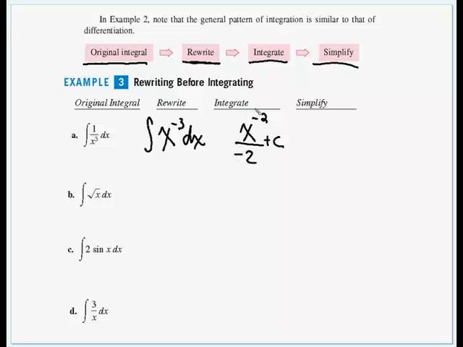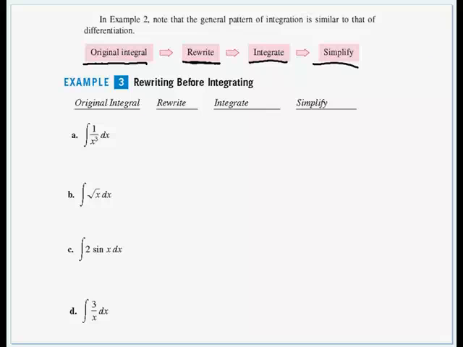And now let's get rid of that negative exponent. And there is a 1 in front of that x to the negative 2 power. The 1 is going to stay put. We still have our 2 in the denominator, and the negative sign we can just put out front. Now x to the negative 2 drops to the denominator and becomes an x squared. And we have our constant of integration at the end.